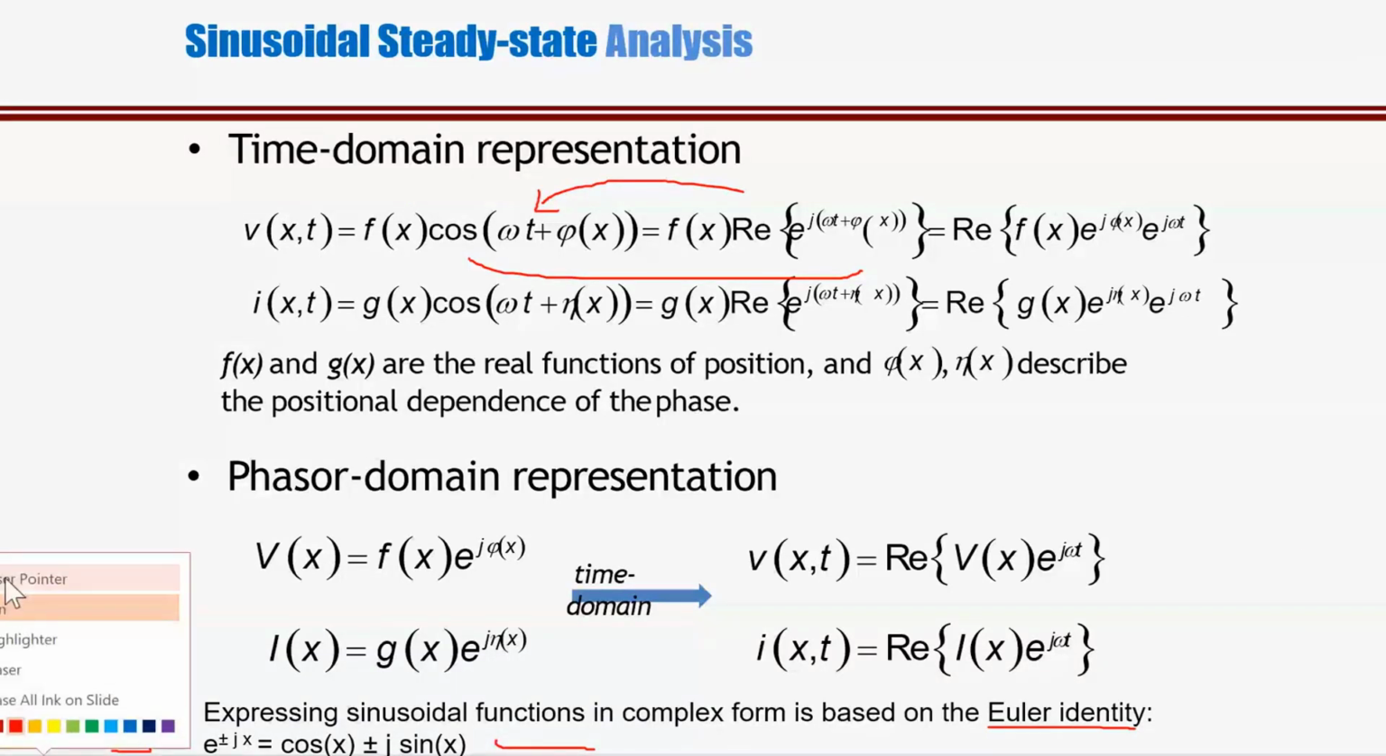Right. So if I want to represent it in terms of simple phasor domain, then I can just write V of x is equal to f of x e raised to j phi x.